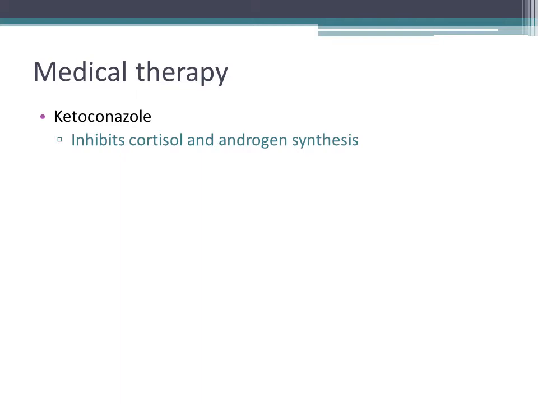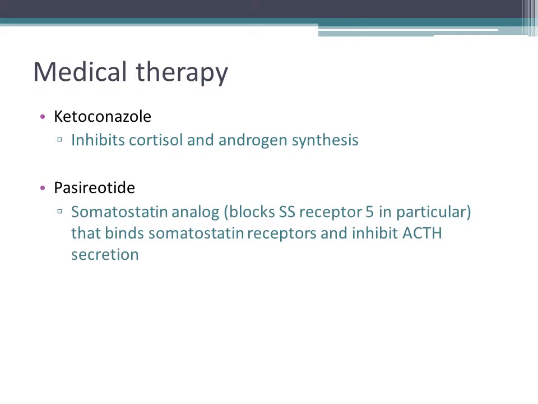Going back to medical therapy for Cushing disease, or let's put it in general, Cushing syndrome, we can utilize ketoconazole, which inhibits cortisol and androgen synthesis. We can utilize pasireotide, which is a somatostatin analog, and this is a new drug in the market. It blocks somatostatin receptor 5 in particular, that binds to somatostatin receptors and inhibits ACTH secretion.